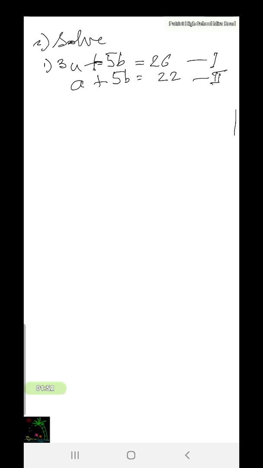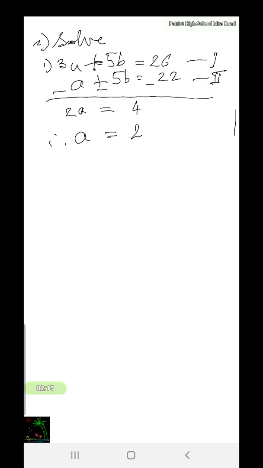So we subtract equation 2 from equation 1. So all the signs of the second equation will change. Therefore we have 2a is equal to 4. Therefore, dividing both the sides by 2, we have a is equal to 2.